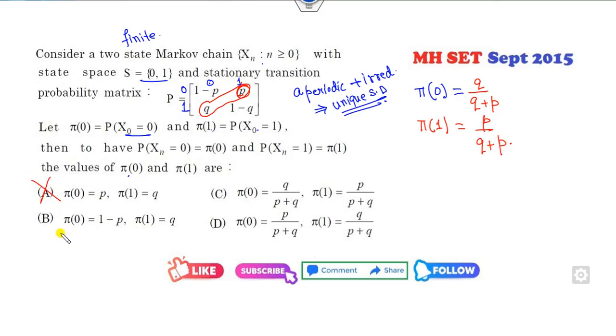So the first option is cancelled, option B is cancelled. Pi 0 is q over p plus q, and the option with p over this is the wrong answer. C is the correct answer.